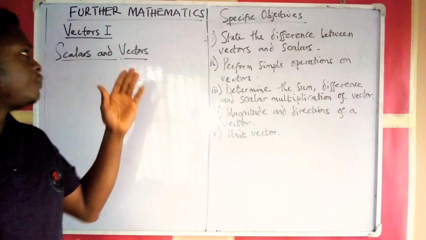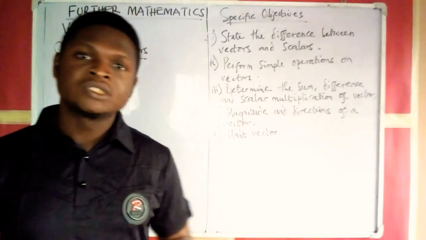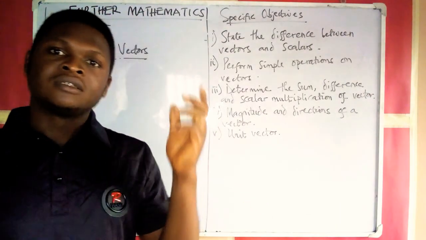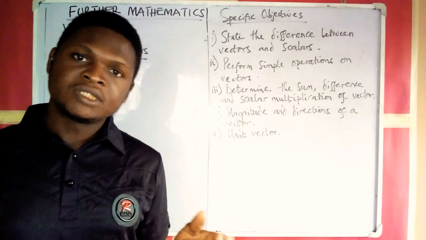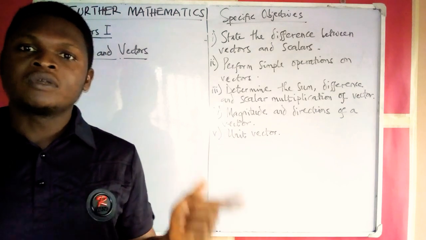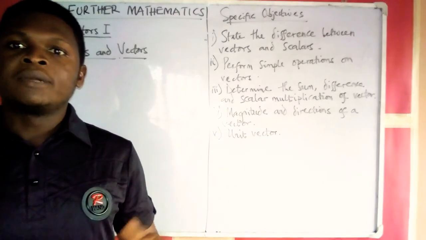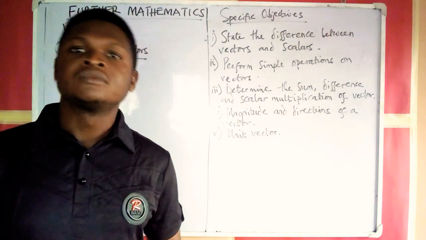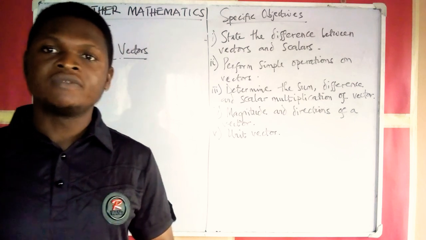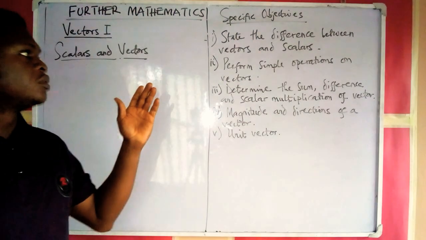Then talking about some few examples of quantities which are regarded as vectors, they include physical quantities like displacement, velocity, acceleration, force, momentum, electric current, and field forces, etc. So we have plenty of them which we are going to get to. Now, let's go into the next thing we have.